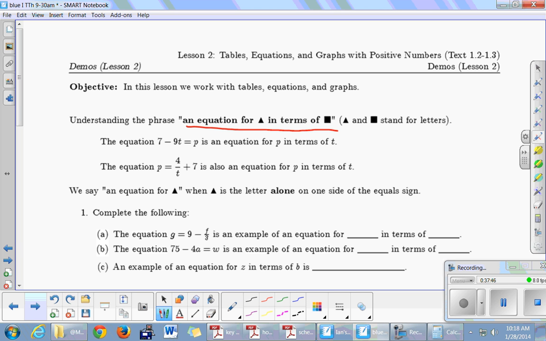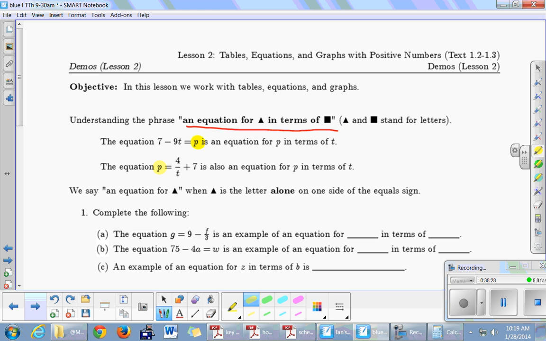Okay, so that's the heart of this vocabulary here. An equation for something, if the something is by itself. What letter was by itself in the first equation? It's P. What letter is by itself in the second equation? Still P. So in both cases, we have an equation for P in terms of the other letter, whatever the other letter happens to be. So I don't have any really nifty mnemonic device here to help you figure out which one is which, but you just got to know if you see an equation for blank, that's the letter that's by itself in terms of the equal sign. Right? And the other letter can be buried inside of numbers and things like that.